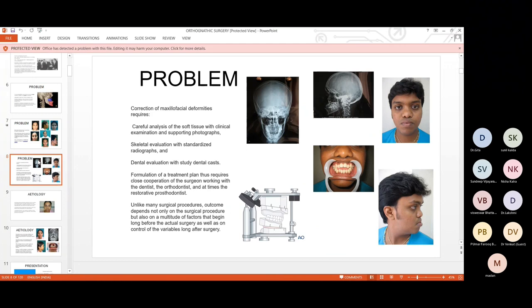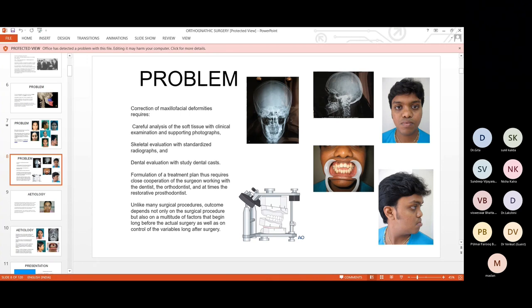So these are some of the correction requirements, which involve skeletal evaluation with standardized radiographs, a dental evaluation with a study dental cast, and formulation of a treatment plan, which is very important. Nowadays, you have even 3D models and stereolithographic models, and even 3D printing mock surgery models are available. Previously we used to bank only on X-ray tracings of a cephalogram, which I'll come to a little bit later.